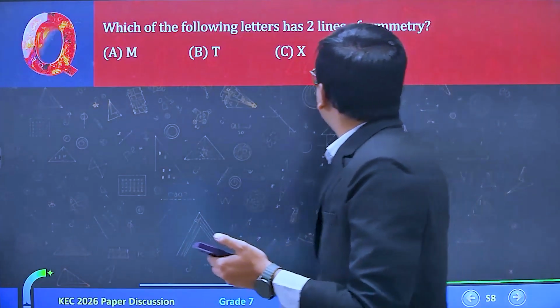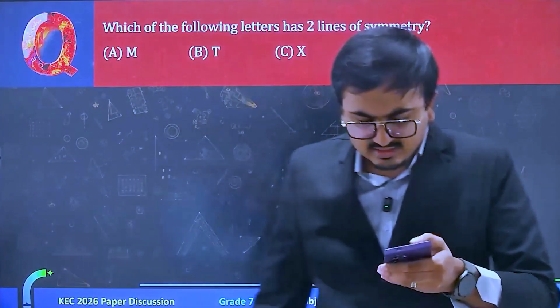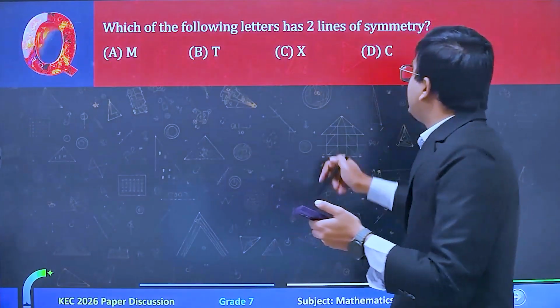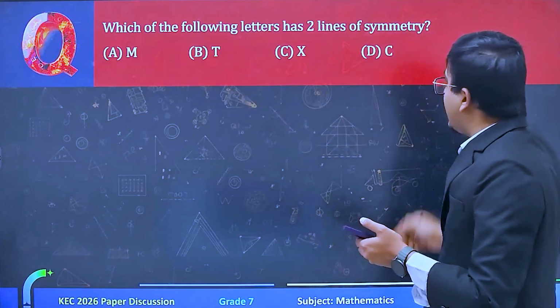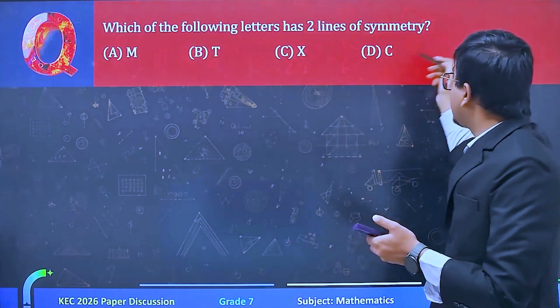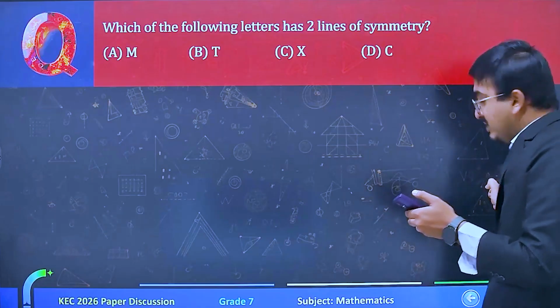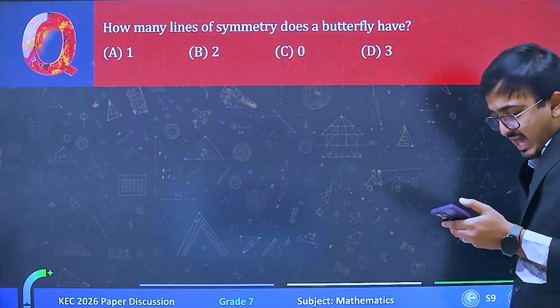Which of the following letters will have 2 lines of symmetry? Come on. X, C. Very good. 1, 2. Perfect. This has only 1. This has only 1. A vertical line of symmetry, both horizontal and vertical, and this is just horizontal. Perfect, guys. Next. How many lines of symmetry does a butterfly have?